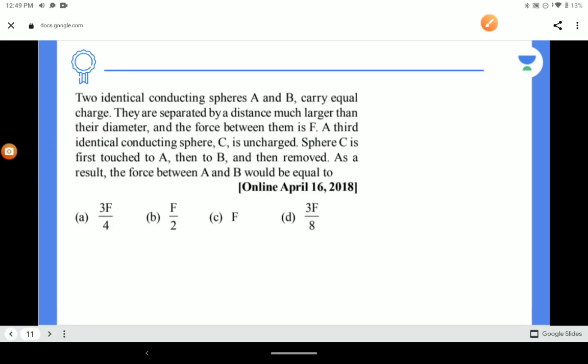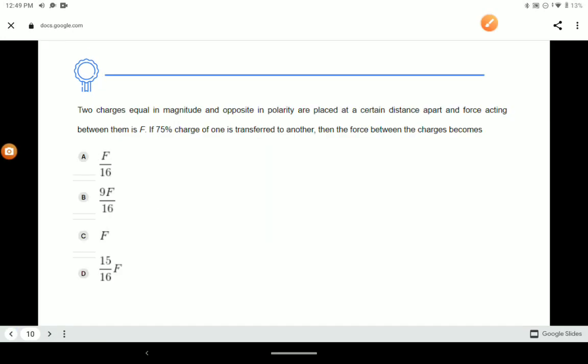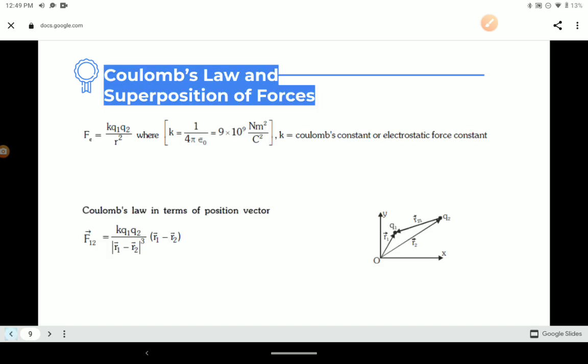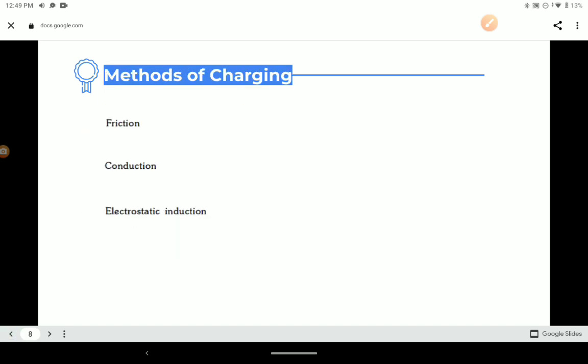Slide regarding all the questions. This is a chapter called Electrostatics in Physics. This is the basics actually. See, I have prepared slides.